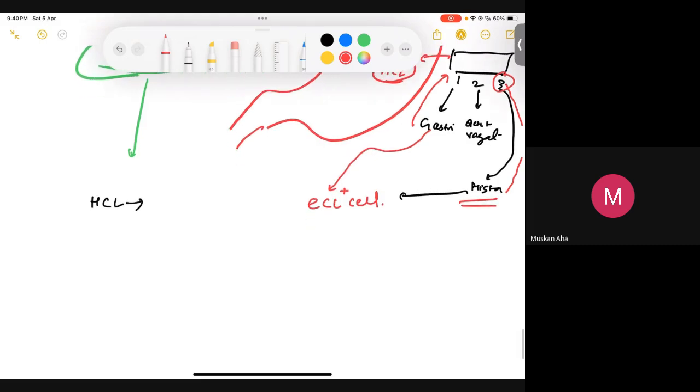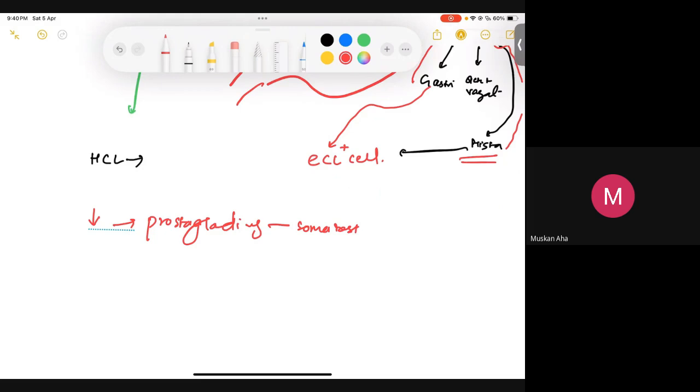So histamine, vagal stimulation, and gastrin. What are the inhibitory stimuli for the release of HCl? Prostaglandins. What else? Somatostatin, as we discussed. Somatostatin inhibits your gastrin, and gastrin in turn stimulates your HCl, so that's simple. What about GIP? Yes, gastric inhibitory peptide also inhibits the release of HCl, as we already discussed.